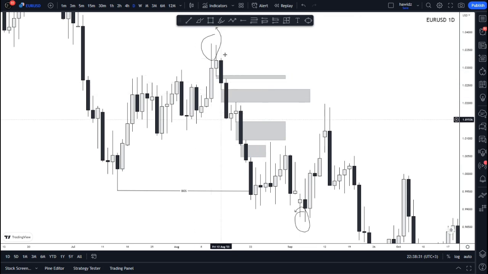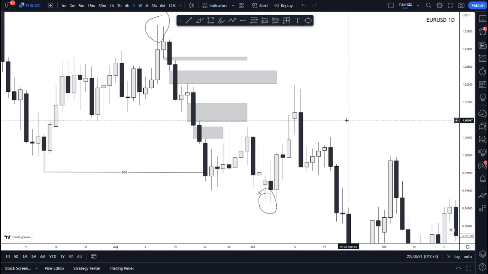Why? Because of the very strong bearish pushes. As you can see, there are very long bearish candles. These indicate that there was a very strong bearish push. The bearish volume in these charts was absolutely crazy. That's why these imbalances were being left.